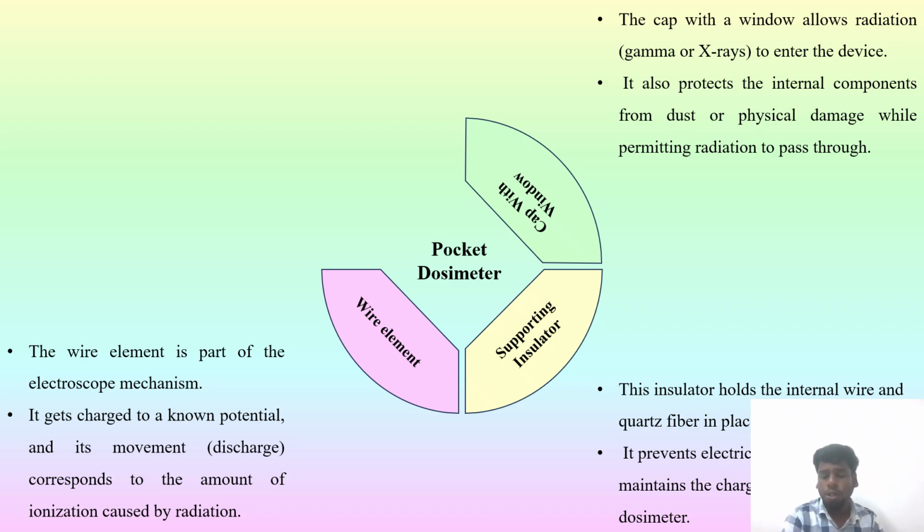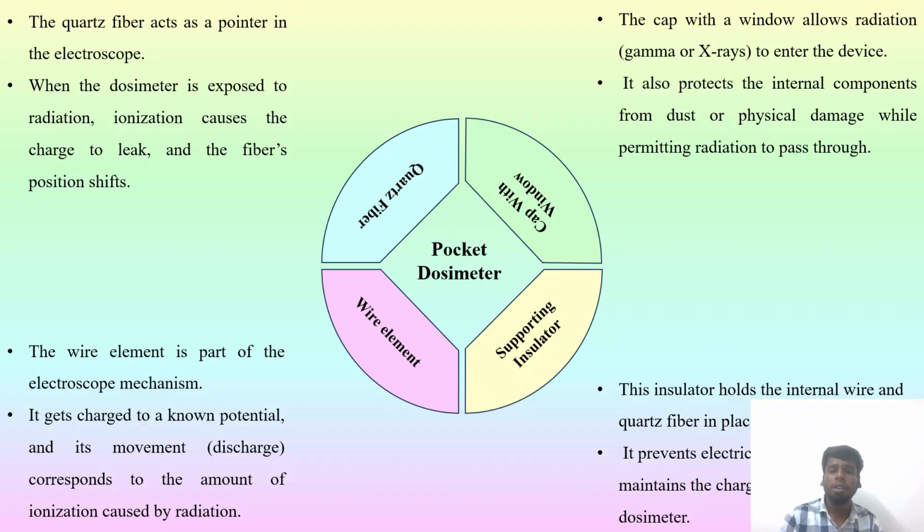It gets charged to a known potential and moves corresponding to the amount of ionization caused by the radiation. So it will get charged and move corresponding to the amount of radiation absorbed. Next one is the quartz fiber. The quartz fiber acts as a pointer in the electroscope in the pocket dosimeter. When the dosimeter is exposed to radiation, the ionization causes the charge to leak and the fiber position shifts.